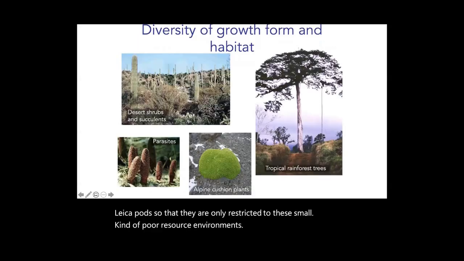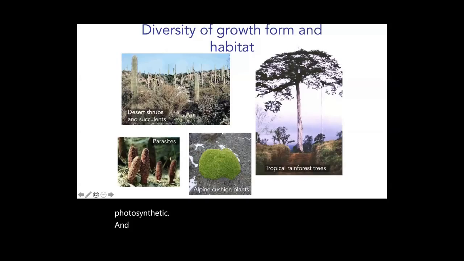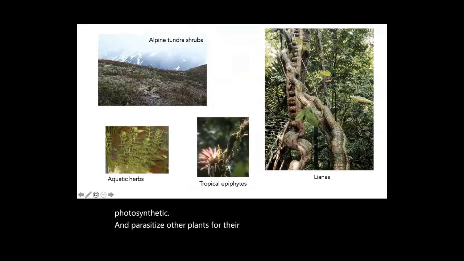Okay. Enormous diversity. And they have enormous diversity of growth form and habit. Not only can we talk about trees, but we can also talk about these crazy plants that we have in Tucson. We have saguaros, we have ocotillos, we have various other cactus, crazy growth forms of desert shrubs and succulents. You have these crazy alpine cushion plants. There are even parasites. There are even angiosperms that are parasites that are effectively not photosynthetic and parasitize other plants for their photosynthate. So we have these angiosperm alpine tundra shrubs.